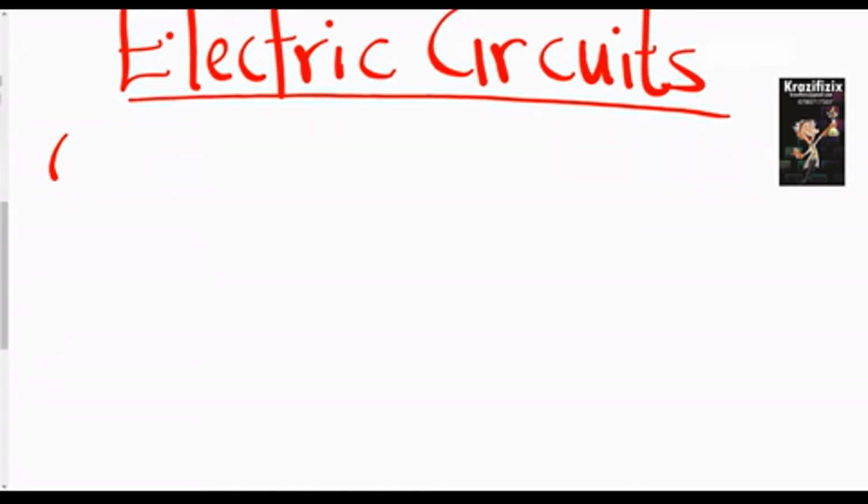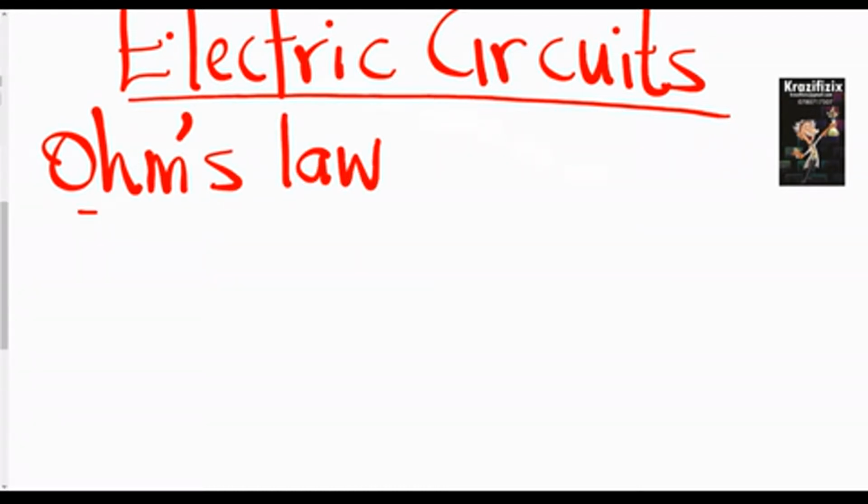Since we're dealing with electric circuits, before we go into calculations, because there's not much theory here, it's about understanding the concept. We will be dealing with Ohm's law. I need to start with Ohm's law. If we understand what Ohm's law is, then things become very easy for us.